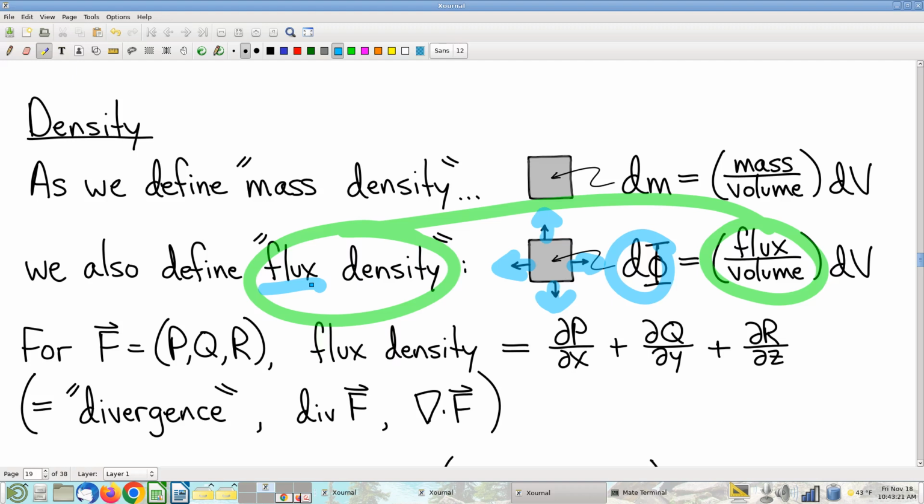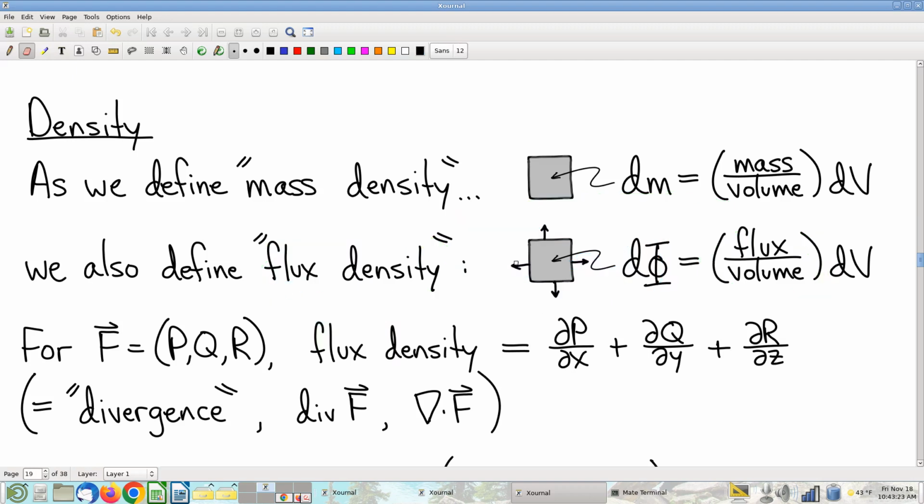Okay, so flux density. Y'all know that I'm a big pusher of this idea of variations on the concept of density.